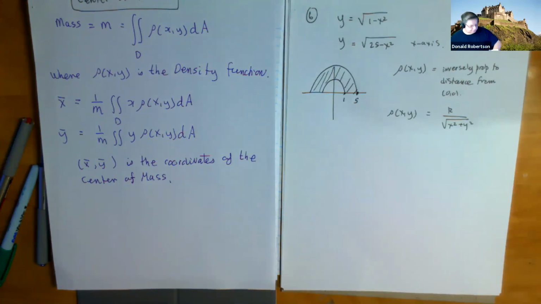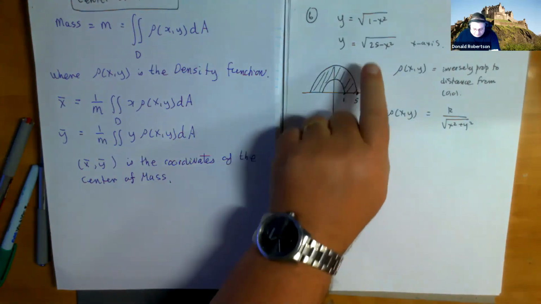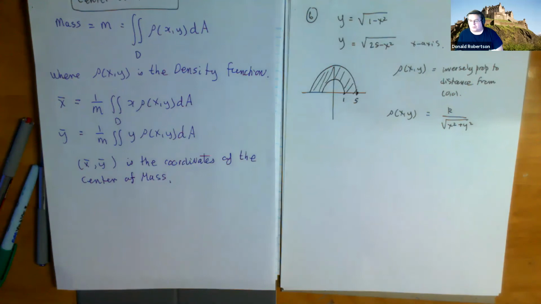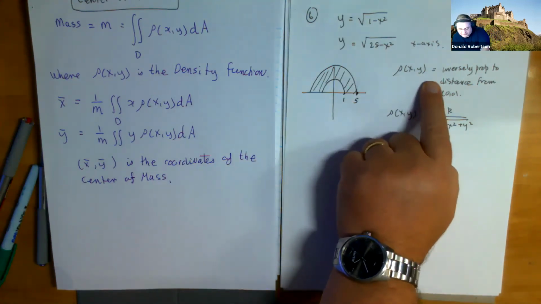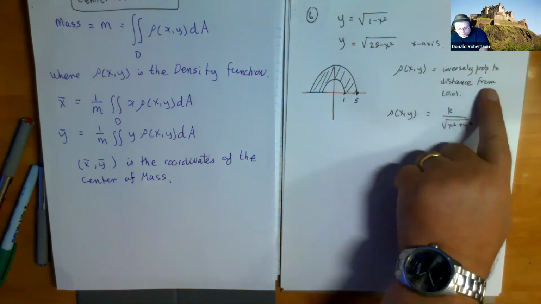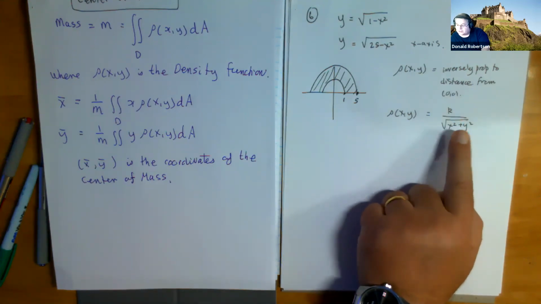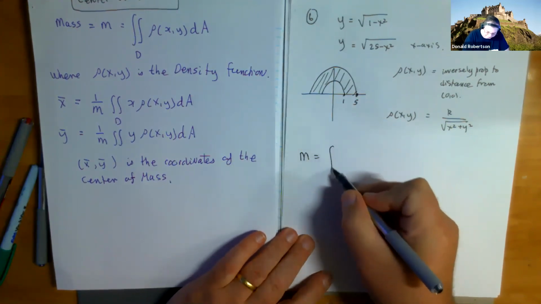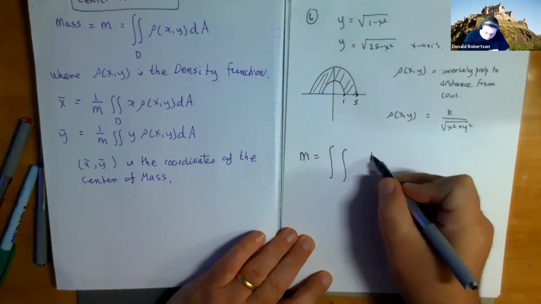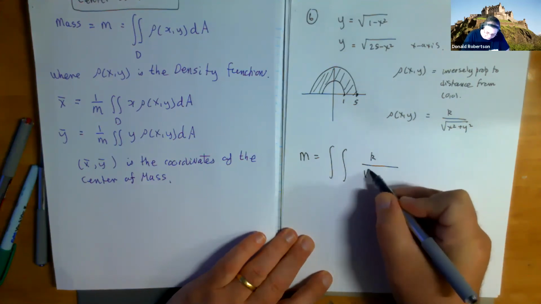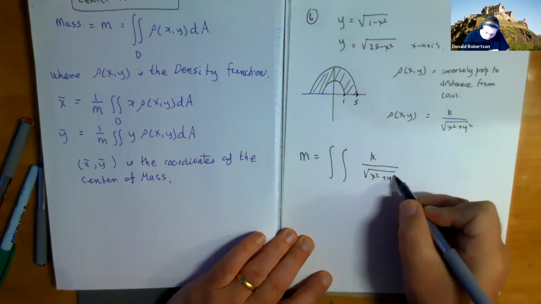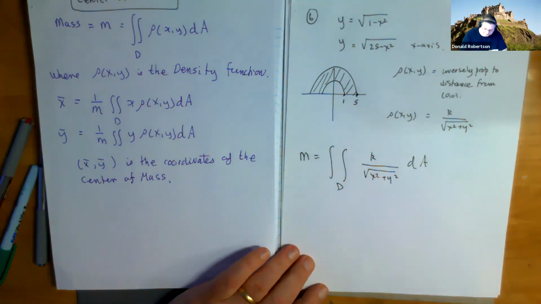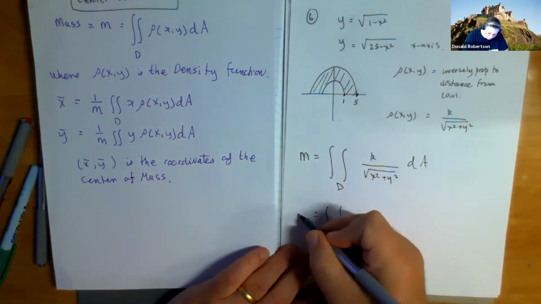Let's do 6. We have limited time. In this question, you've got half a donut, the top half. The density function is inversely proportional to the distance from the origin. So that's where this came from. Let's calculate the mass. Okay, that would be its generic form. Let's turn it into, well, you tell me.